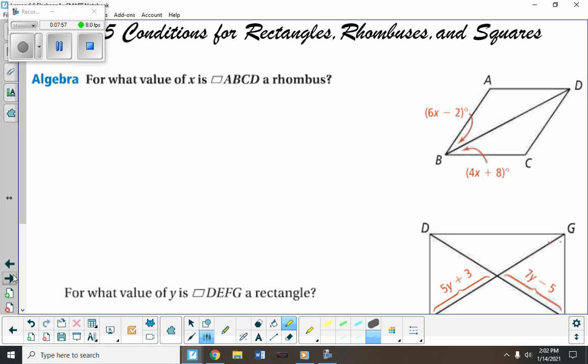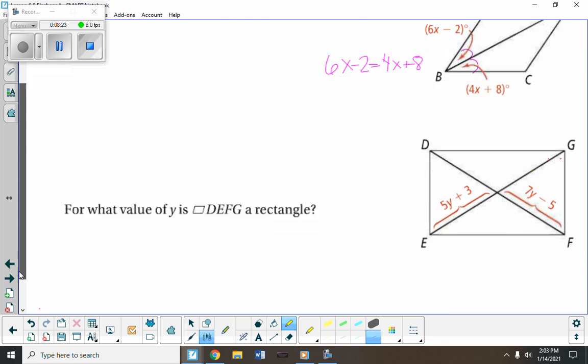All right, here's another one. For what value of x is parallelogram ABCD a rhombus? So with a rhombus, diagonals bisect the angles. So you're going to set those equal to each other to solve that for x. Okay, and then you would solve for x, and I won't do that now. Assuming you know how to do that.